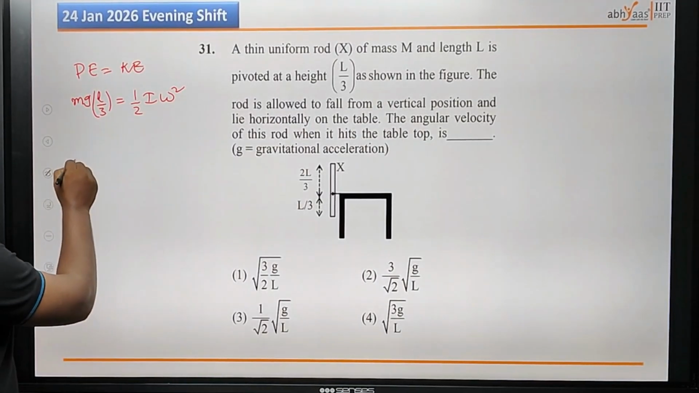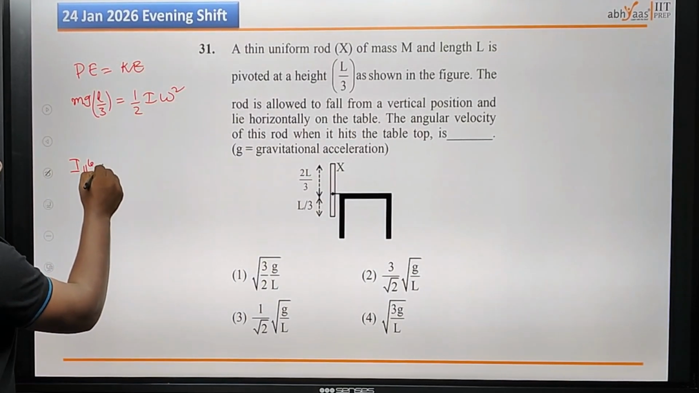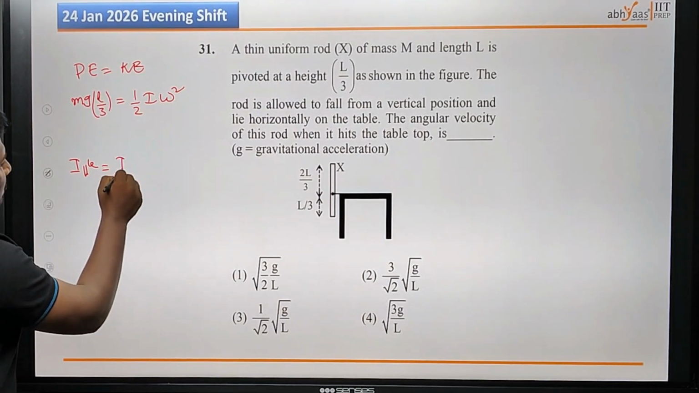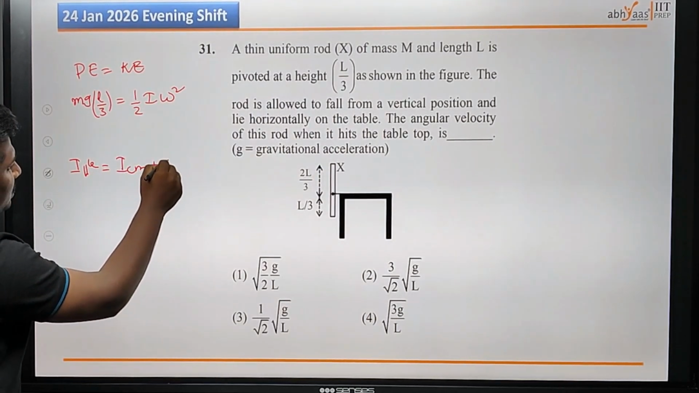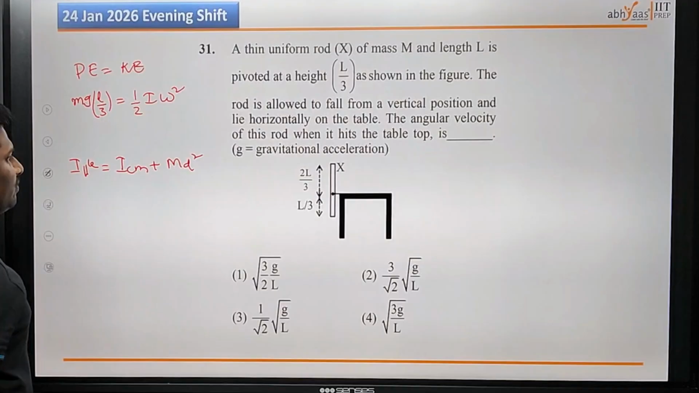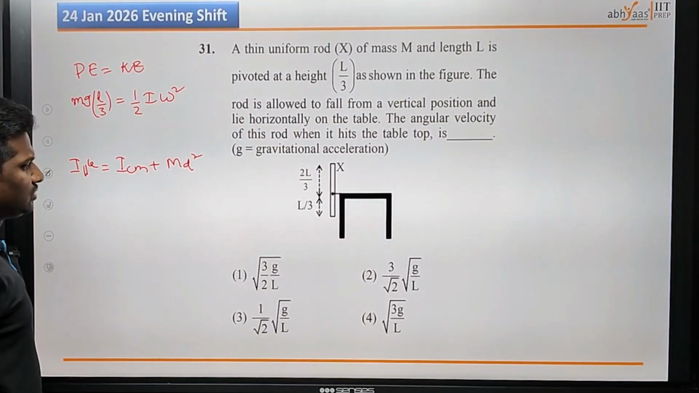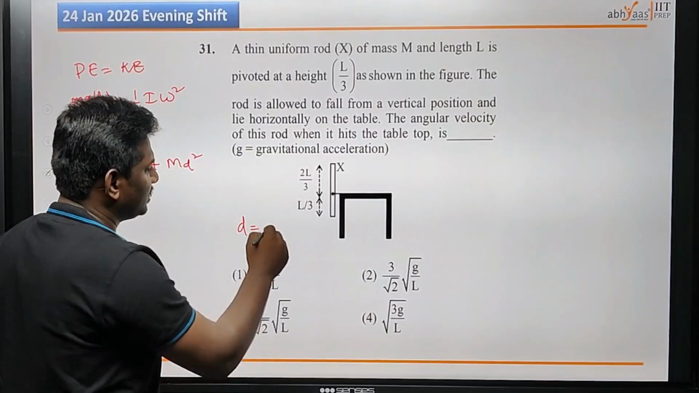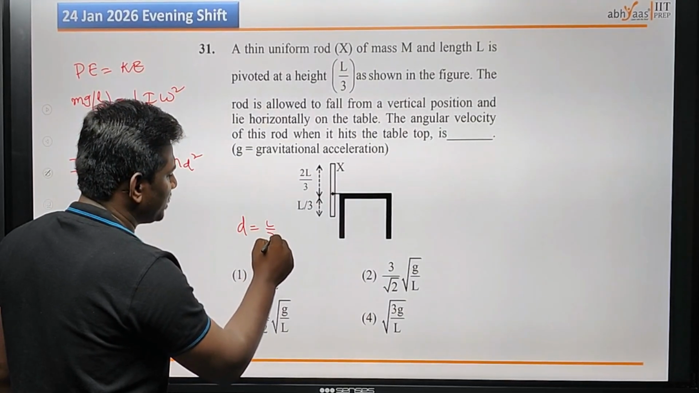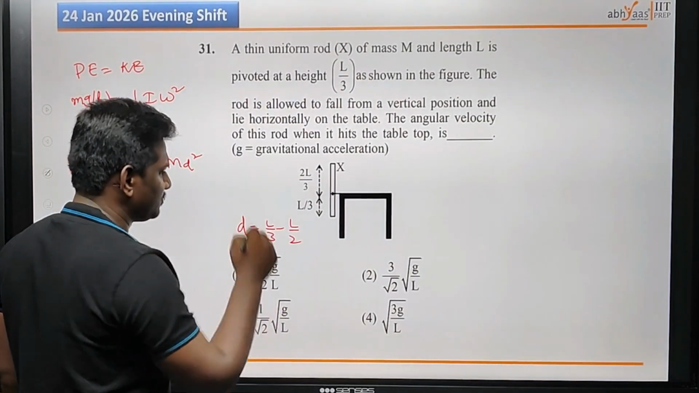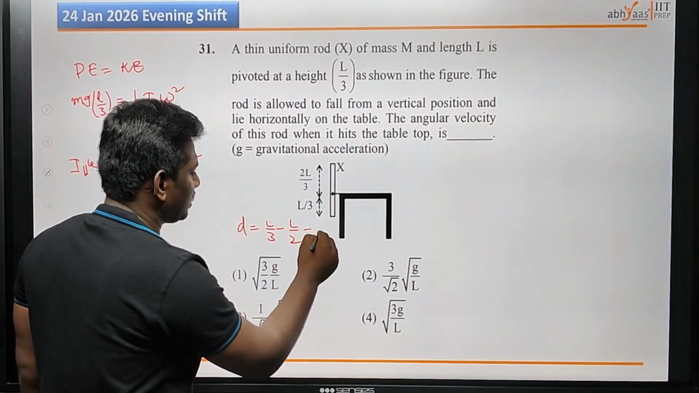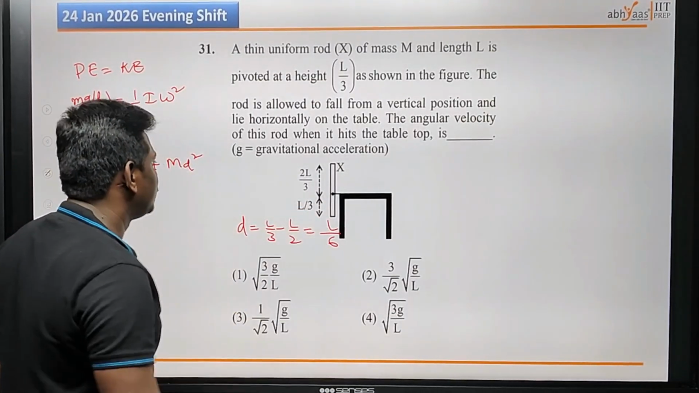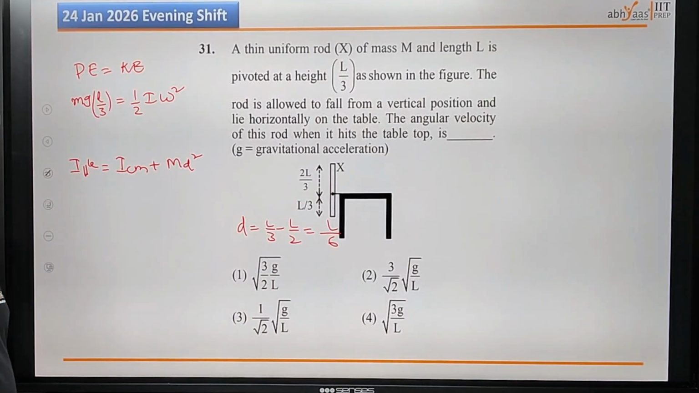So see, I from the parallel axis theorem is I_CM plus m d square. How to find d? d can be written as the difference between L by 3 and half of the length, L by 2. From this, L by 6 is our d.